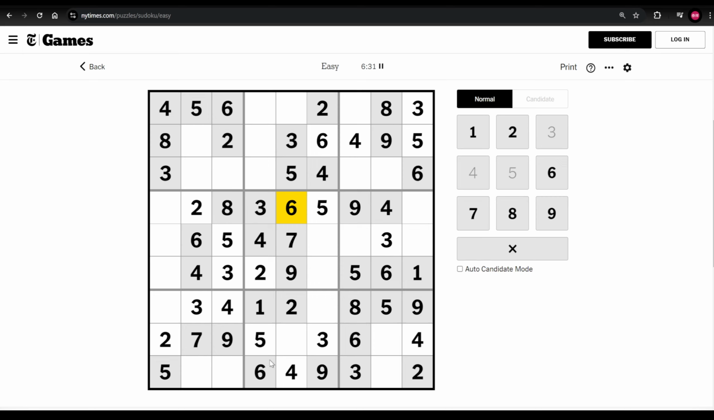How many 6 we have? We don't have this one. We don't have this one. So these are not 6. So this has to be 6. Okay, we found all the 6.